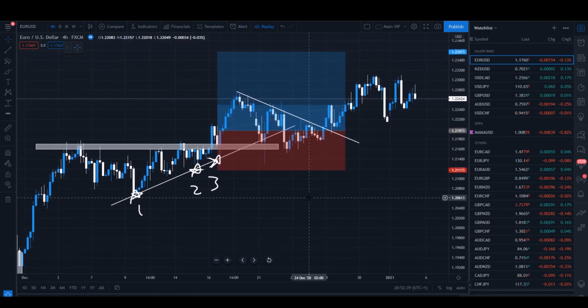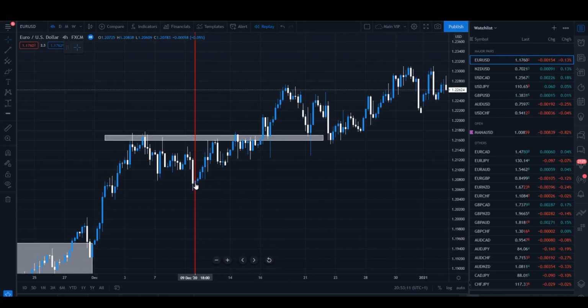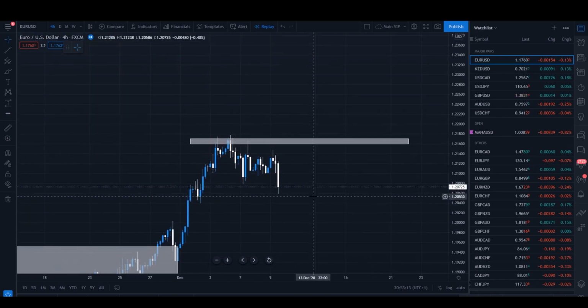Now let's have a look at some other methods you could potentially use to improve this trading strategy and understand what to look out for, when to enter and when to exit the trades. So once again, let's come back to where we started, in around this area.